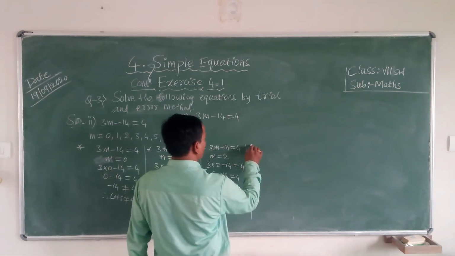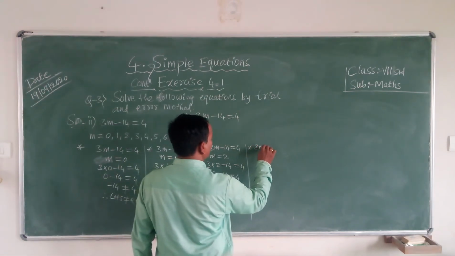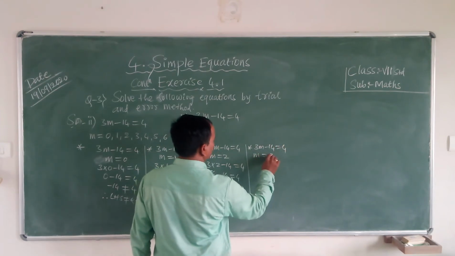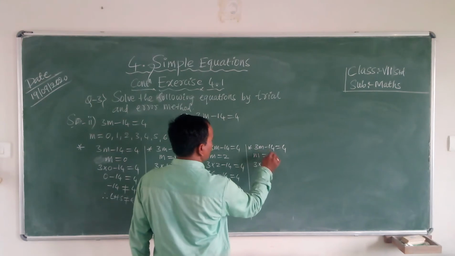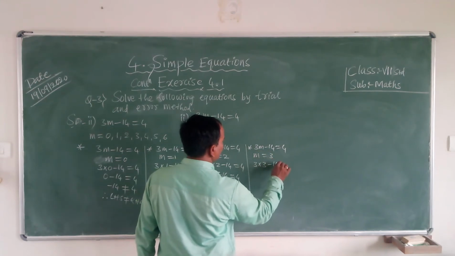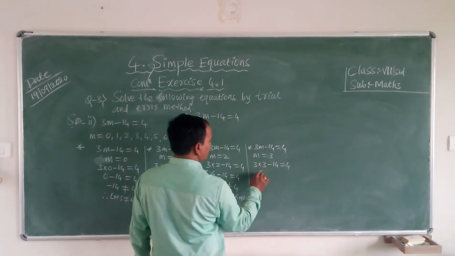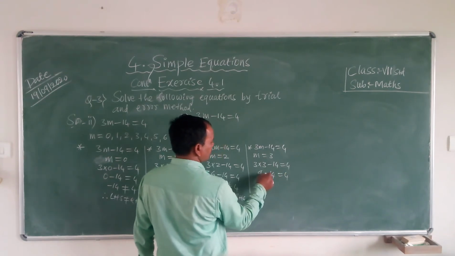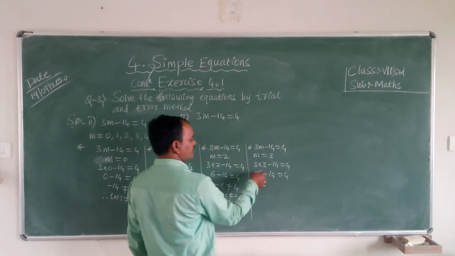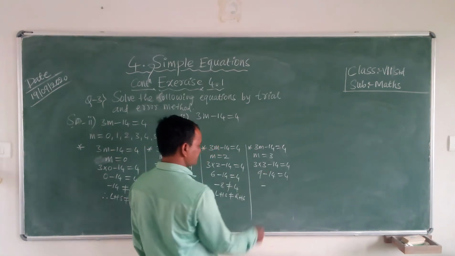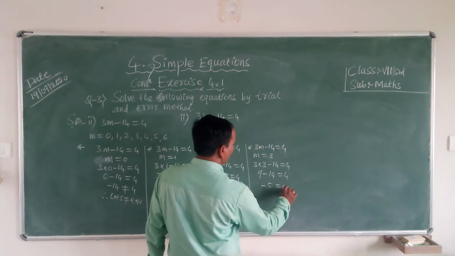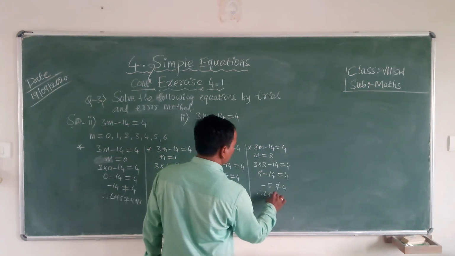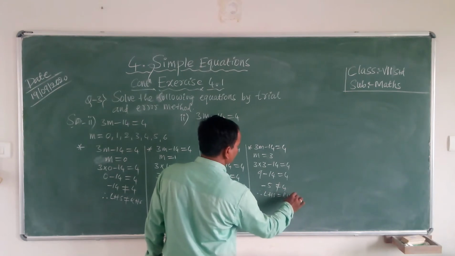Next trial, 3m minus 14 is equal to 4. So m is equal to what? 3. 3 into m value 3 minus 14 is equal to 4. 3 threes are 9, minus 14 is minus 5, is equal to 4? Both are equal? No. It's not equal. Therefore LHS is not equal to RHS.